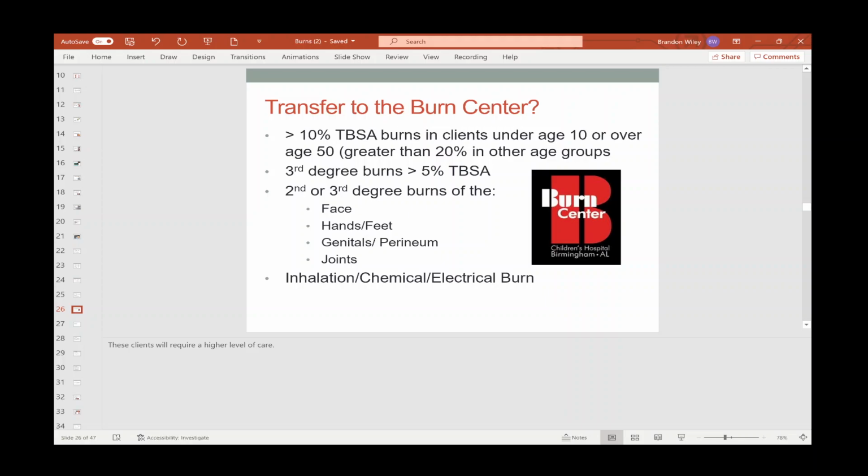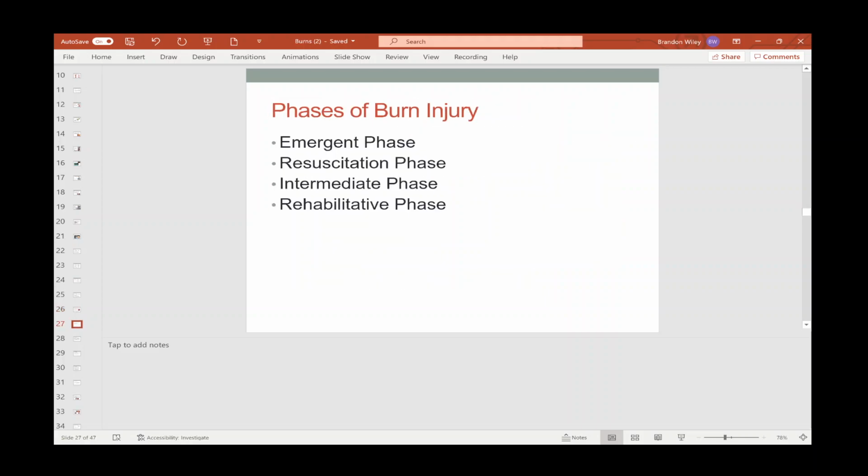There's different phases of burns. You've got the emergent, resuscitation, intermediate, and rehabilitative. I'm going to ask you, what do you think emergent? What are we going to do in emergent? We're going to stop the burn. In resuscitation, that's the fluids. Does that make sense? Resuscitating them is fluids. So emergent phase, we're going to stop the burn.